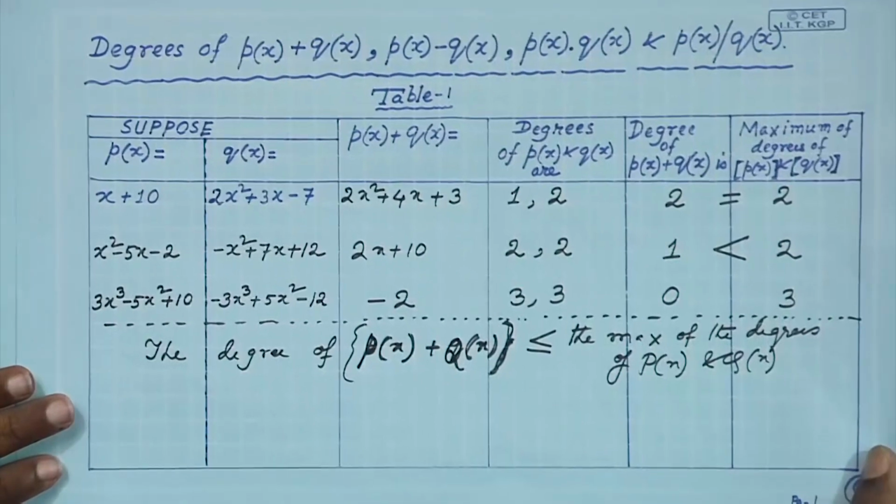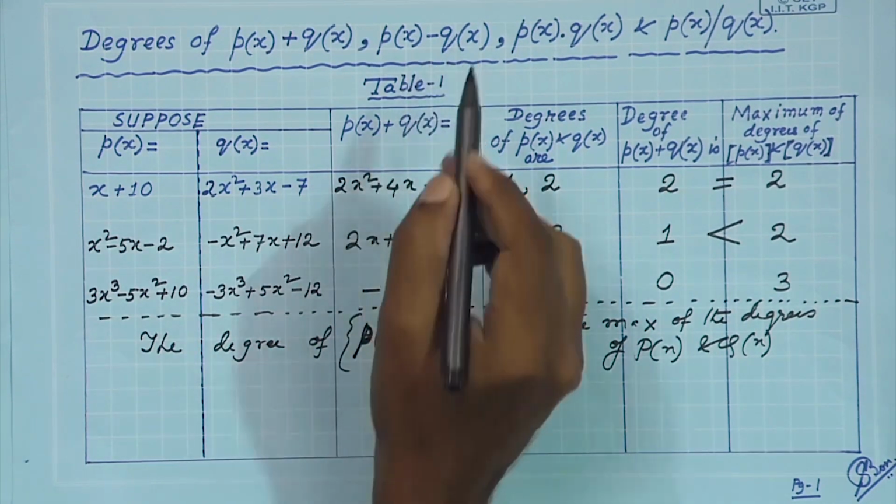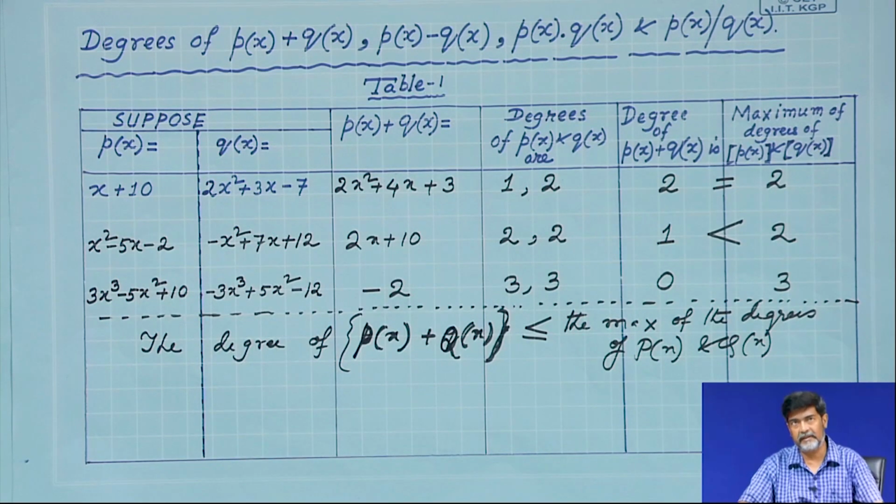Now, we consider the difference of two polynomials P(x) minus Q(x). Here P(x) minus Q(x) can be reconsidered as P(x) plus the negative of Q(x). Therefore, again P(x) minus Q(x) can be treated as the summation of two polynomials. So, this is the same thing.